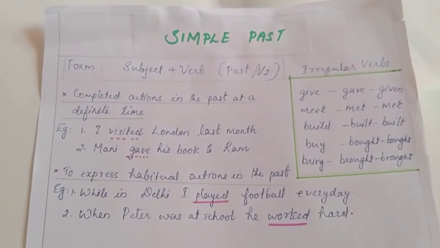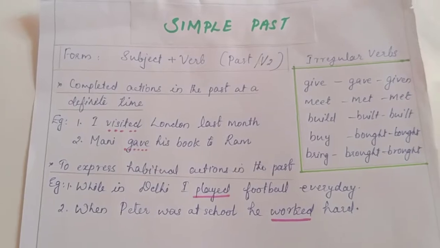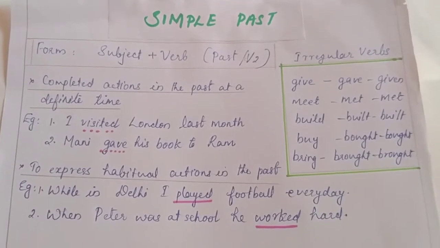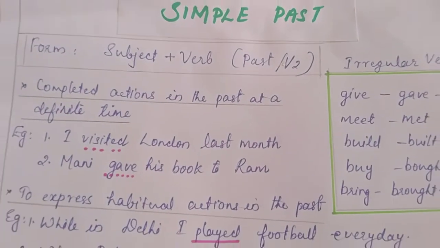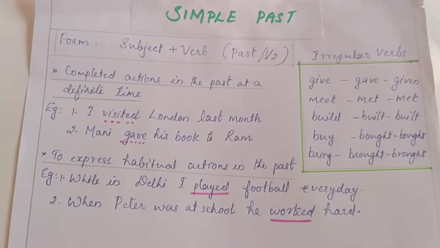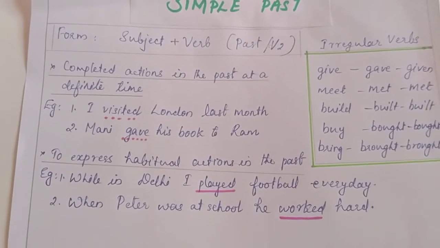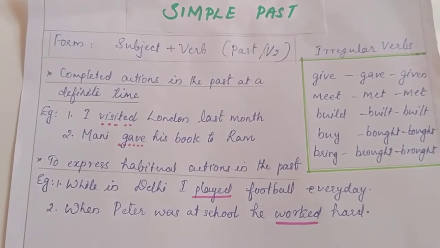Let's go to the first lesson, simple past tense. We can make sentences by subject plus verb form. Verb form should be in the past form or in the V2 form. Completed actions in the past at a definite time. These actions we can write in the simple past tense. Okay, completed actions in the past.